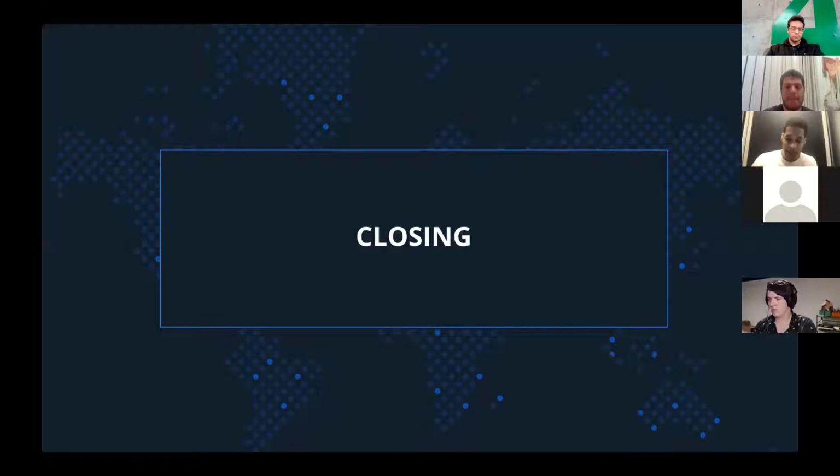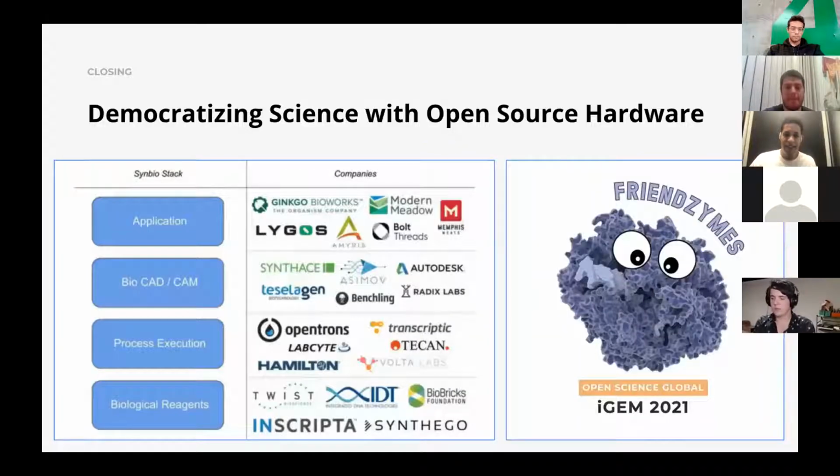So in closing, I just wanted to return back to this idea of democratizing science with open source hardware, and actually go back to that SynBio stack. And I would say that the protocol library kind of fits in those two. The protocol library with the OT2 fits in the BioCAD and process execution.